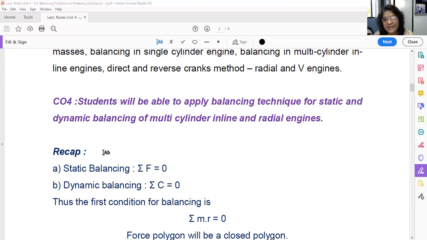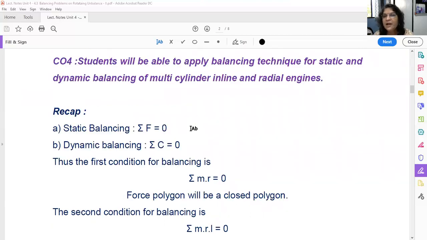Let us see the recap of what we have studied in the earlier lecture. In the earlier lecture also we solved two numericals on rotating unbalance. When you solve the two problems in this lecture, definitely you are going to confirm your solution, or you will understand everything about the rotating unbalance.